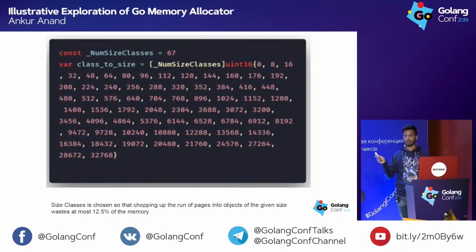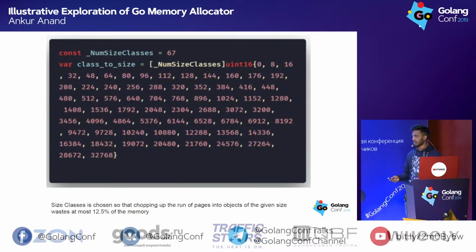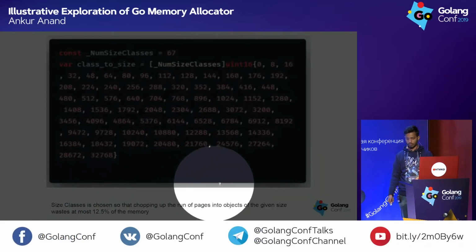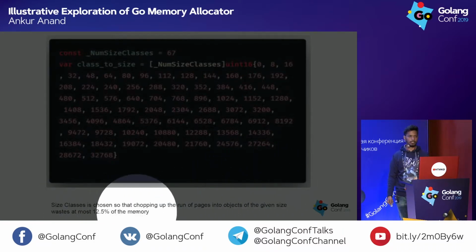These numbers are based on the tcmalloc configuration. tcmalloc has been written by Google, and the Go memory allocator directly inherits many components from tcmalloc. These sizes have also been designed so that the total memory after the page chopping gives you at most 12.5% wastage of memory.